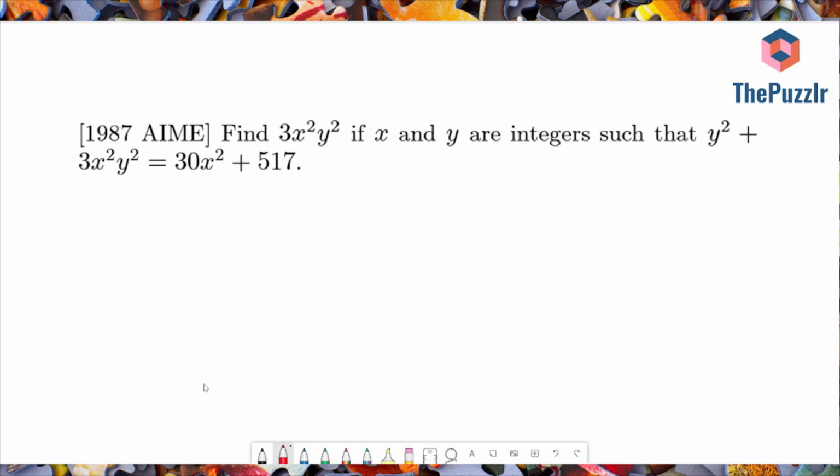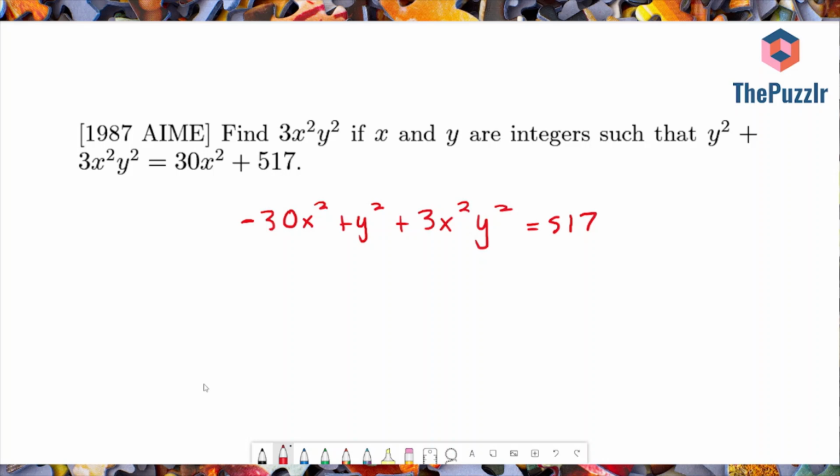Let's try a pretty hard problem from the 1987 AMC. Find 3 times x squared times y squared if x and y are integers such that y squared plus 3x squared y squared is equal to 30x squared plus 517. Okay, let's move all terms to the same side, except for the constant, to see if that gives us an idea on how to solve this problem. Let's keep the constant on this side. So we do minus 30x squared plus y squared plus 3x squared y squared is equal to 517.